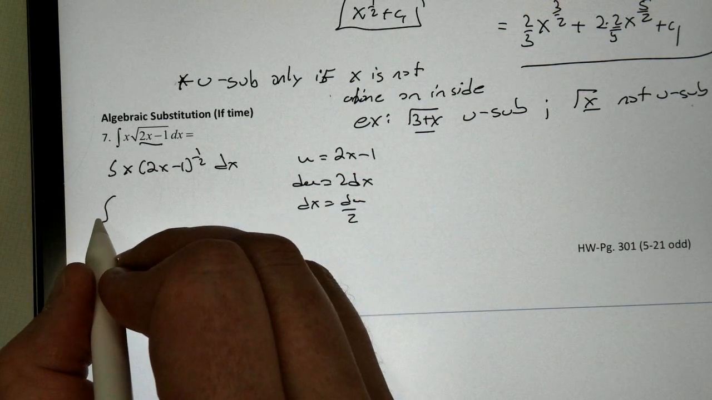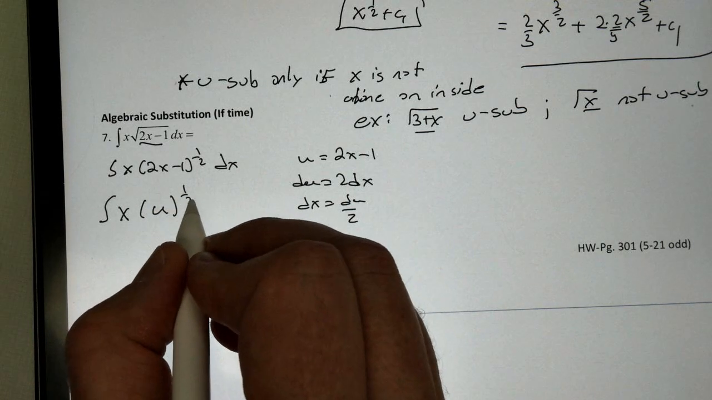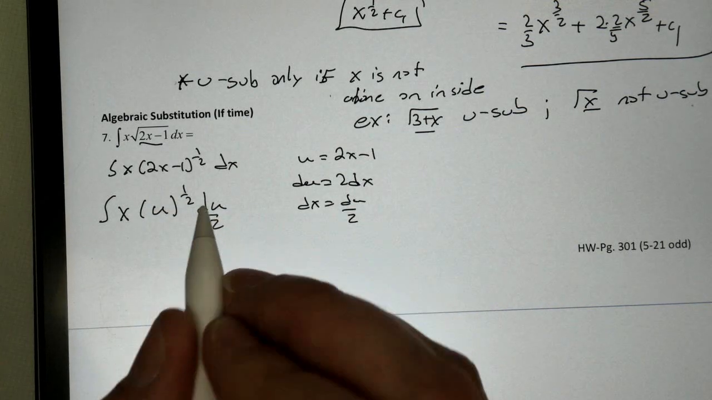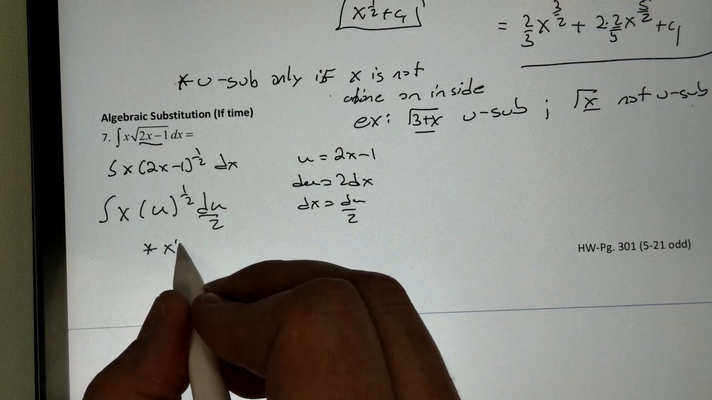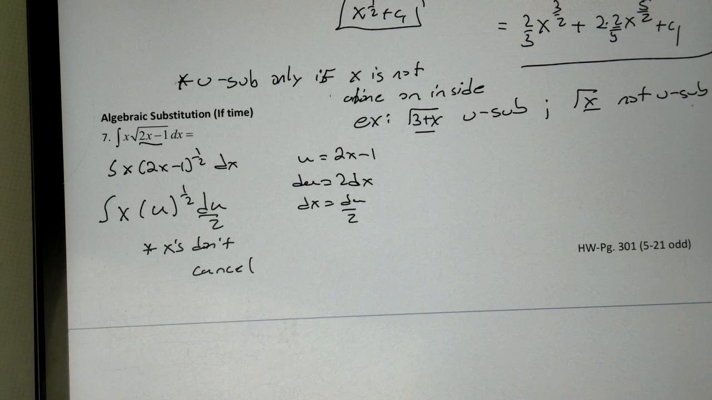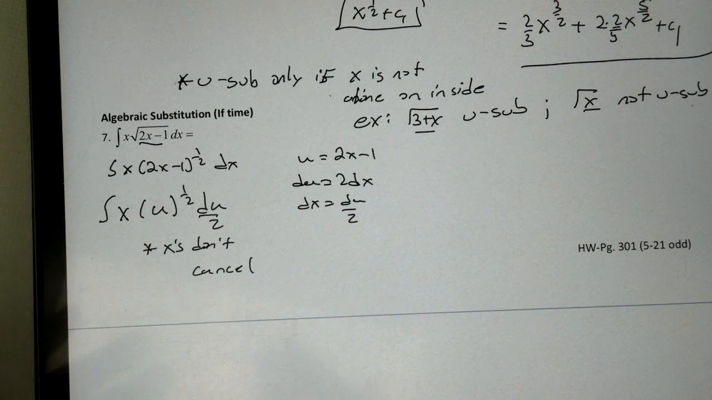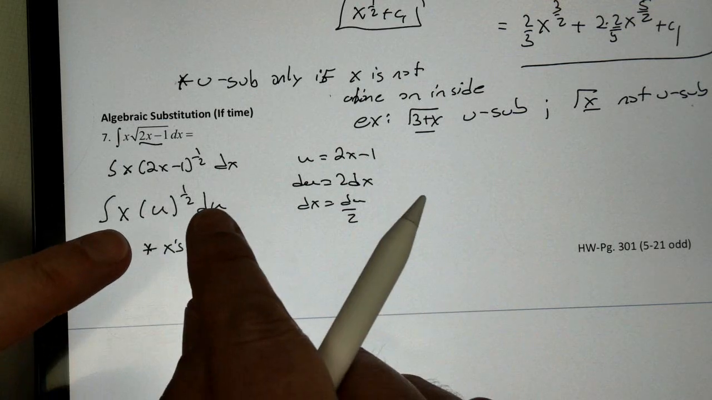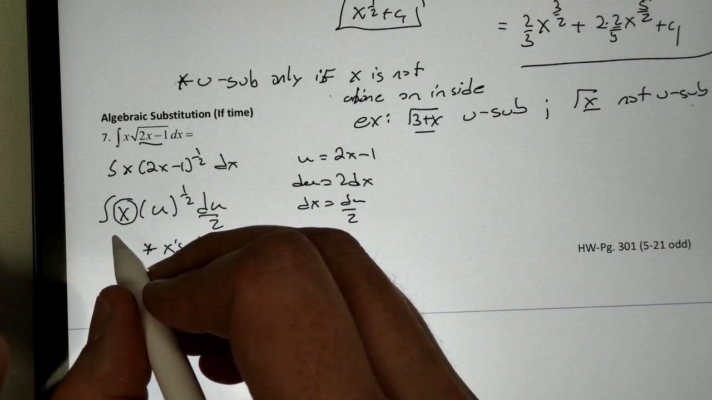Now if I write this, I'm going to get x u to the 1/2 du over 2. Now here's the problem. Notice the x's don't cancel. Don't panic. If the x's don't cancel, it's going to be okay. We still can't integrate it because I got to replace this now. We got to find out how to replace this x since it didn't cancel.